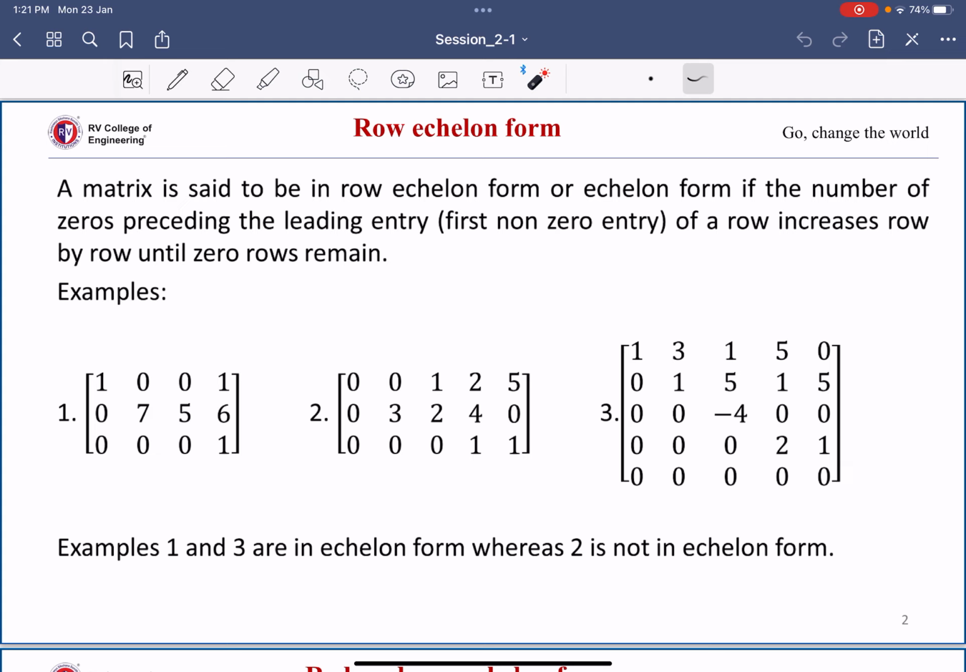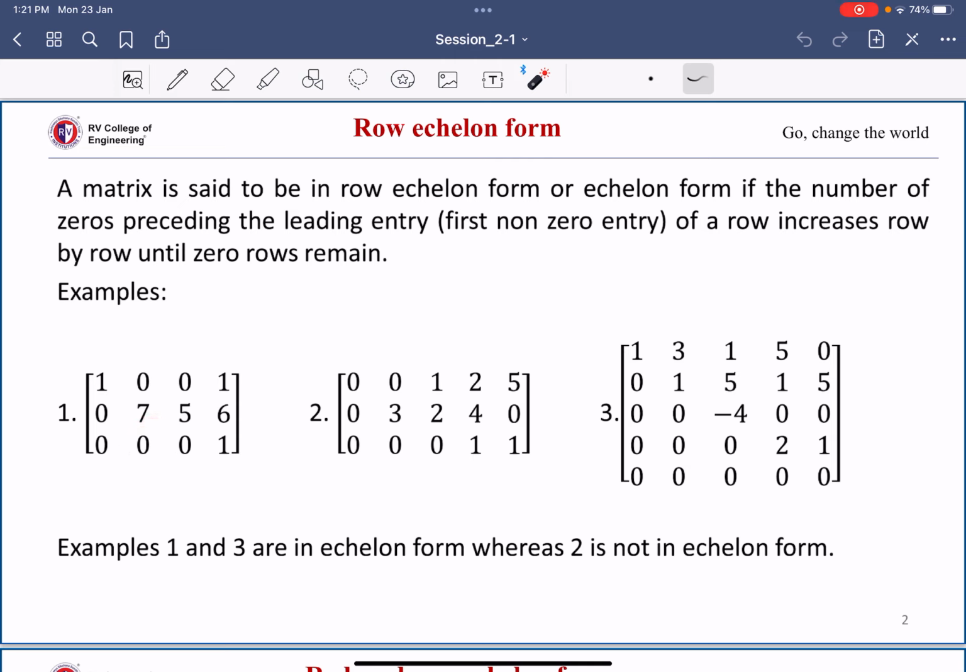So first of all, let us check whether all the entries below the leading entry are zeros. In the first row, the leading entry is 1. Leading entry is the first non-zero entry. In the second row, that is 0 7 5 6, the leading entry is 7. In the third row, the leading entry is 1. And all the entries below these leading entries are zeros.